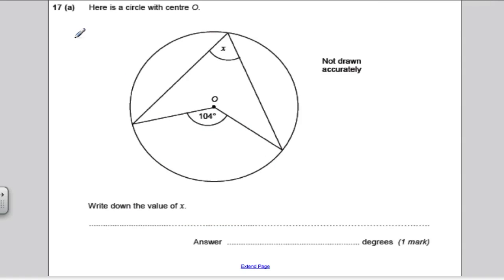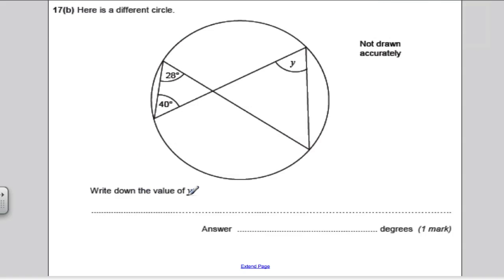Question 17a. Here is a circle with centre O. Here's the centre. What is the value of x? Well, you should remember one of your circle theorems. The angle subtended at the circumference of the circle is half the angle subtended by the same arc at the centre. So x must be half 104, which is simply 52 degrees.